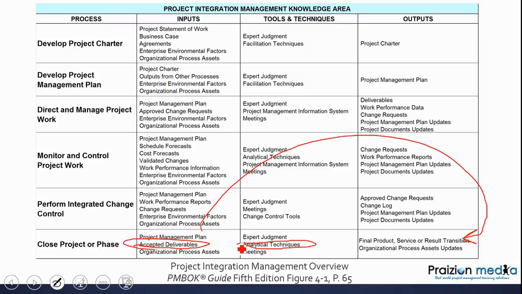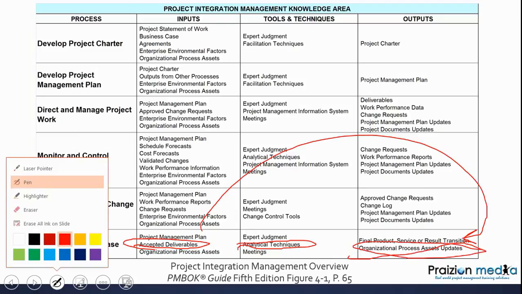In some instances, we may need to assess why the project was shut down and where the work exactly stopped as the project was put on hold or shut down. We also need expert judgment. We also, of course, carry out a lessons learned, and that is encapsulated in organizational process assets updates. Okay? So that's pretty much integration.